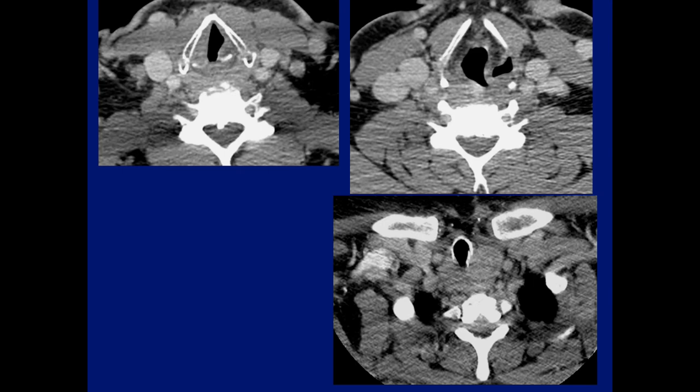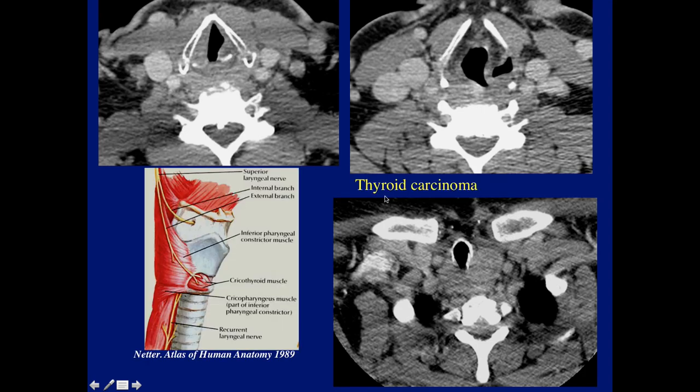Correct. As Gino said, there's a lesion involving the recurrent laryngeal nerve, causing the palsy again. Always look at the arytenoid being pulled forward. But this mass was actually a thyroid carcinoma.